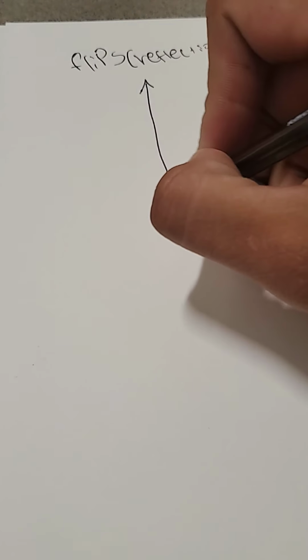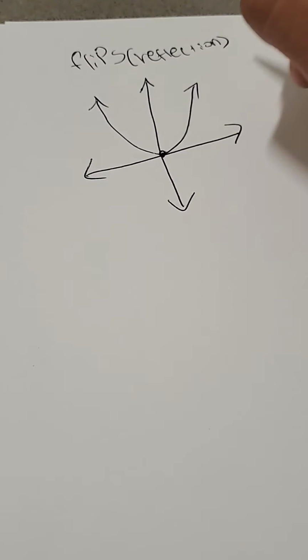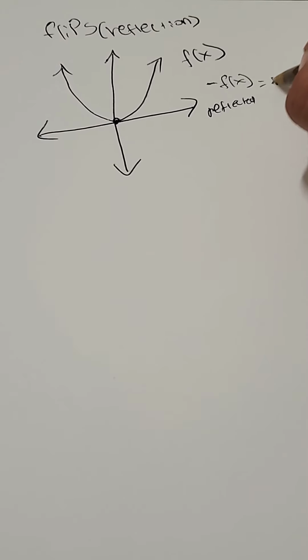So let f of x, let f be the parent function, so keeping the same curve. Pretty much, if we were to multiply by a negative number on the outside, negative f of x gives us the reflection across the x-axis. Meaning it looks like this.